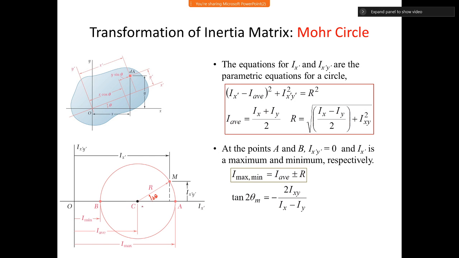From this diagram you can see the maximum will be I average plus radius, and minimum will be I average minus radius. So this is your I average, this is your radius, and your maximum and minimum moment of inertia can be obtained from this equation, and it will happen at the following angular position, right? So now these are equations for Ix'. The same equations can be obtained from Iy' as well, and you will have a similar circle, right?